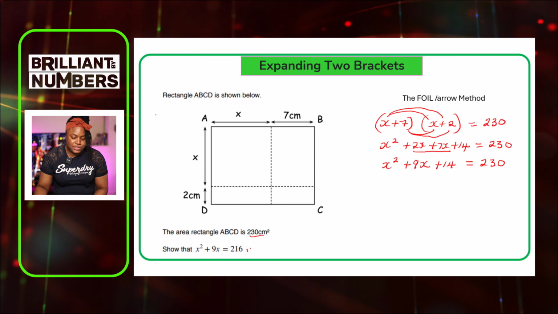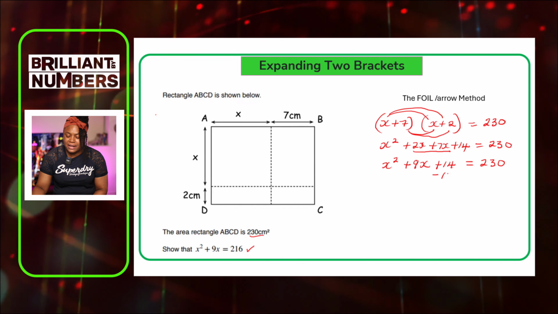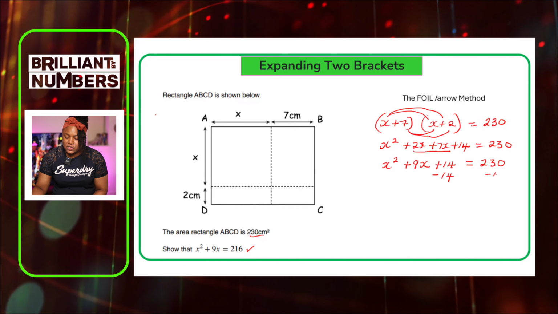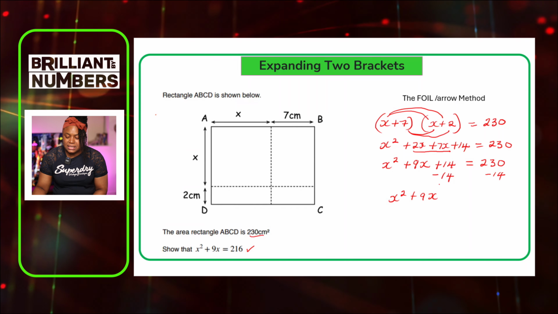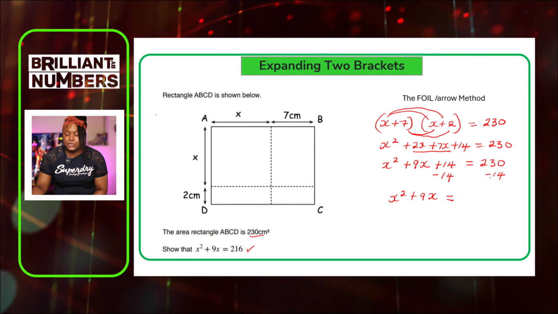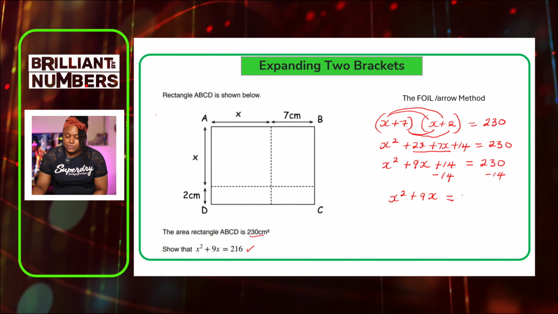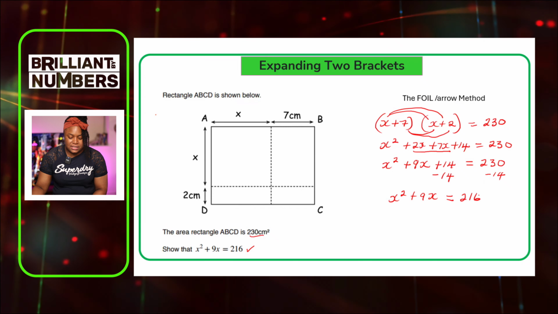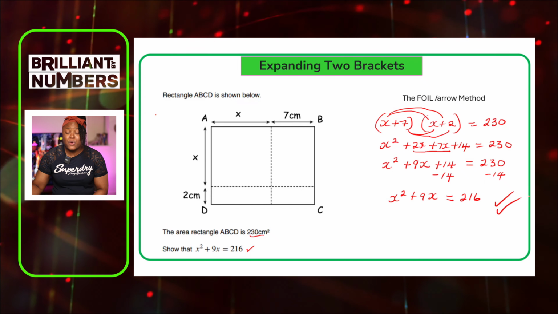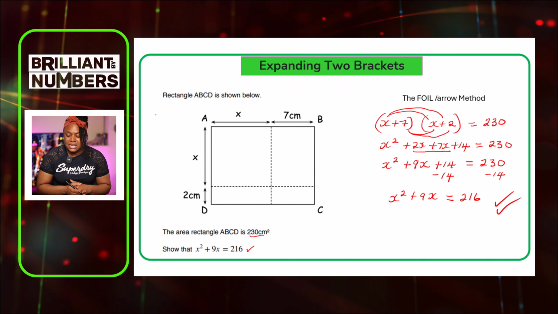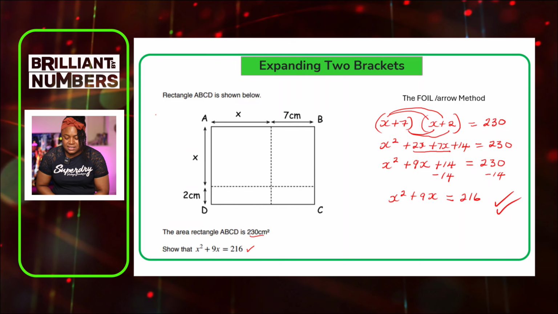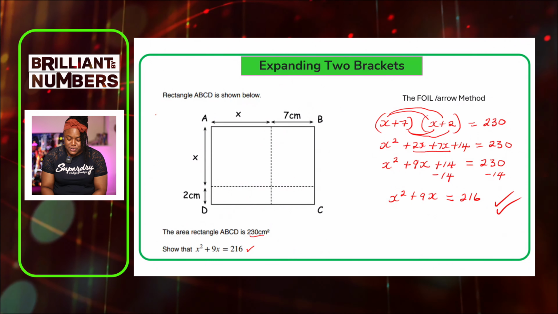So we want to get to 216. So we need to subtract 14 from both sides. So we've got x squared plus 9x left on this side, equal to 230 take away 14, which is 216. So there we have it. We have proven that x squared plus 9x is equal to 216. Beautiful application of that.